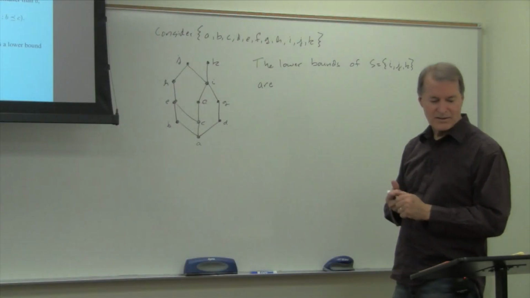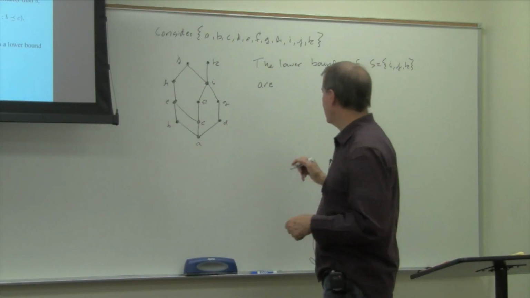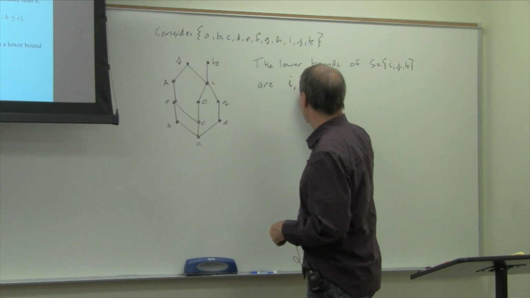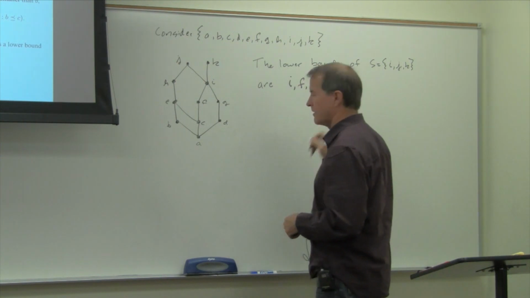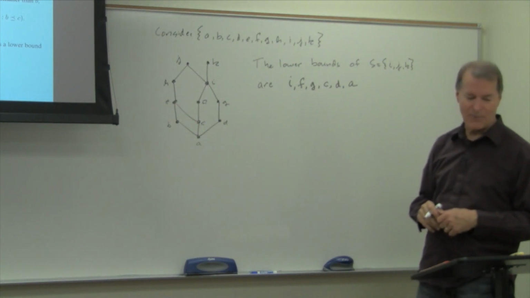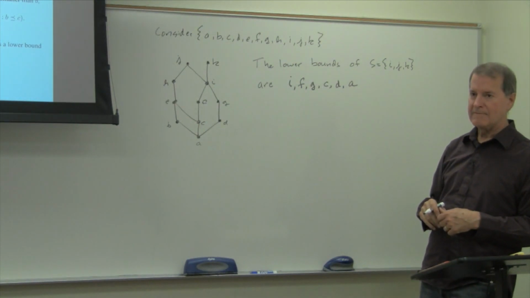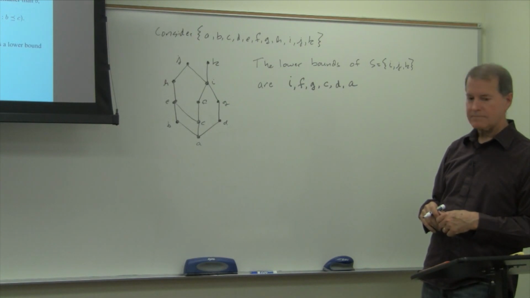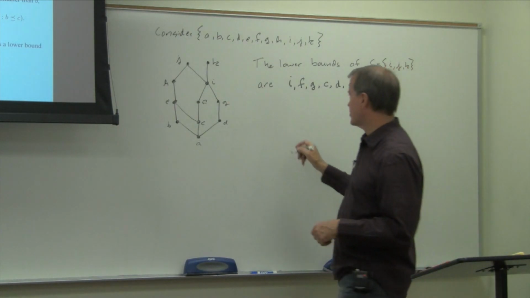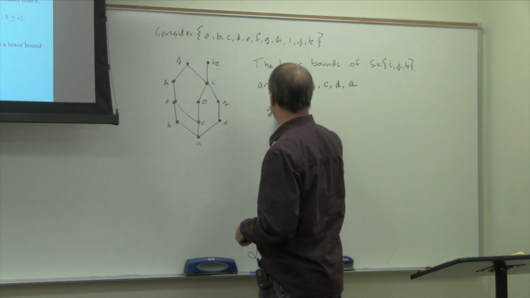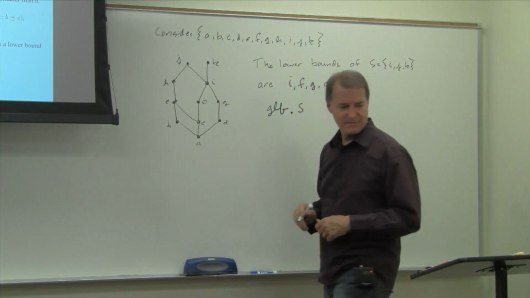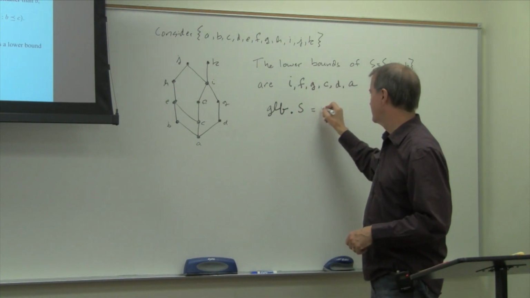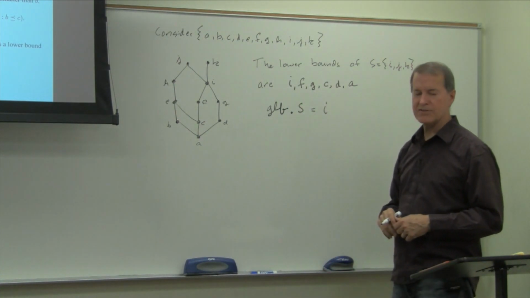Are you with me? So there are I, F, G, C, D, A. Those are the lower bounds. Does everybody see now why those are the lower bounds? So the greatest lower bound is I. Very good. So the GLB of S is I. I is the greatest lower bound.